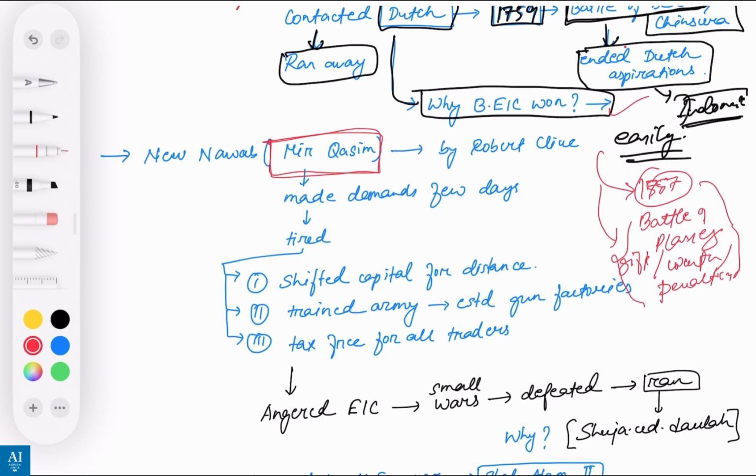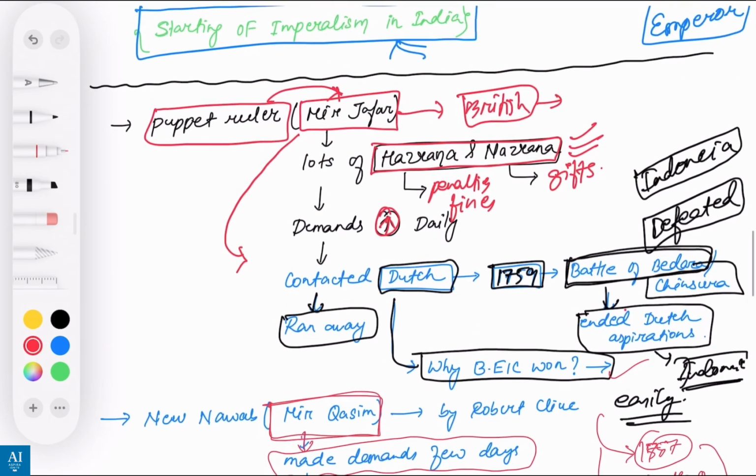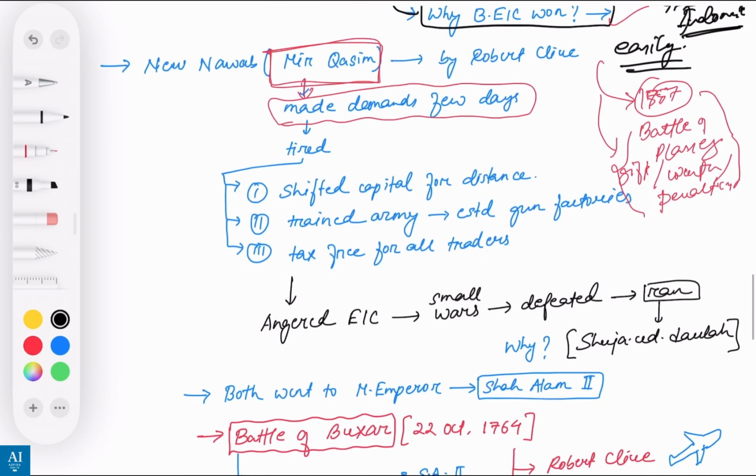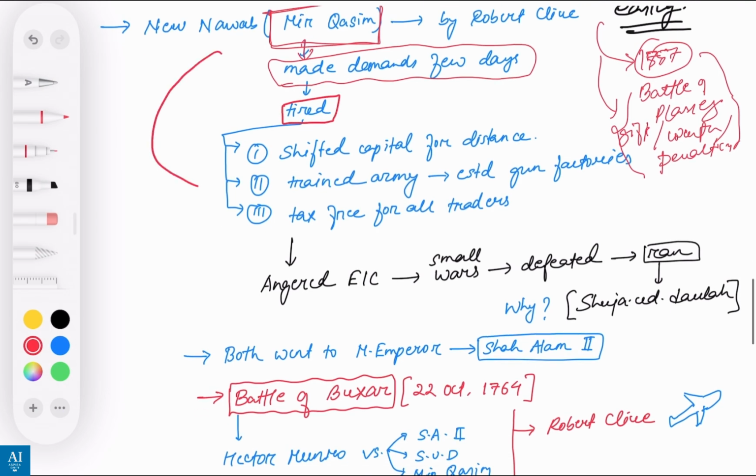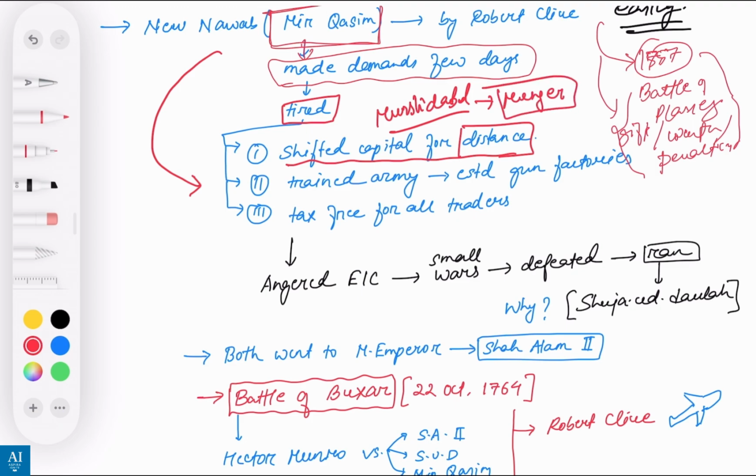Mir Qasim was made Nawab of Bengal. Mir Qasim fulfilled demands for a few days, similar to Mir Jafar. He also knew that they were very greedy and that no matter how much wealth he gave them, they would not feel satisfied. So he also thought of a small idea: he shifted the capital away from the British, from Murshidabad to Munger. Where is Munger? Munger is in present-day Bihar. He also trained his army and established gun factories.